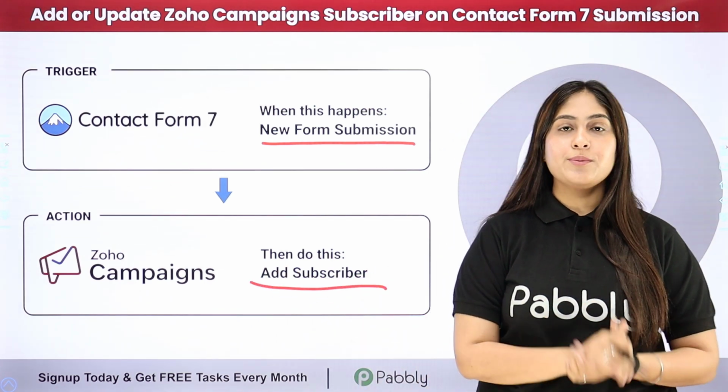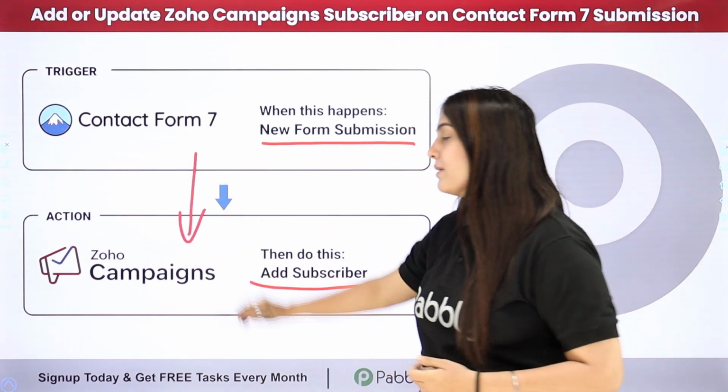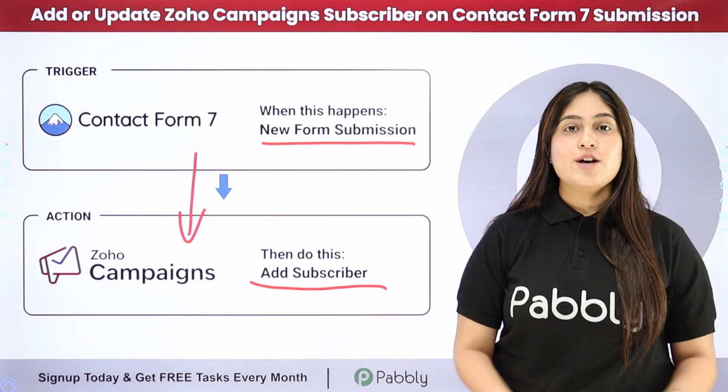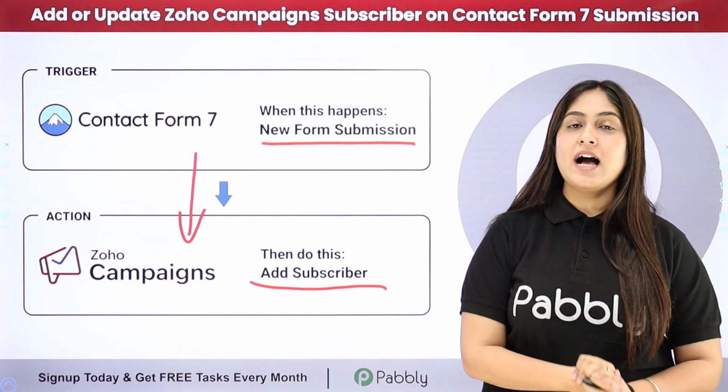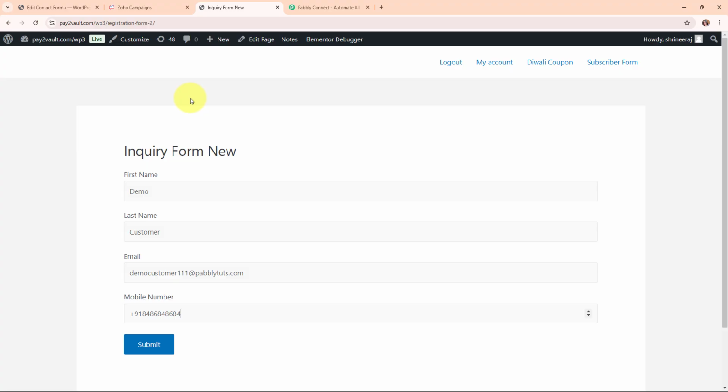Now to automate the entire process, I need to connect my Contact Form 7 with my Zoho Campaigns account using an automation software named Pabbly Connect. So to see the working of this automation and to learn this process step by step, let me take you to my screen. Welcome to my screen.